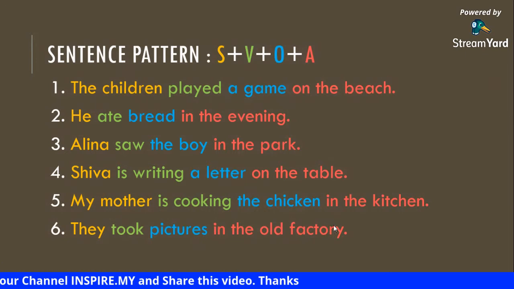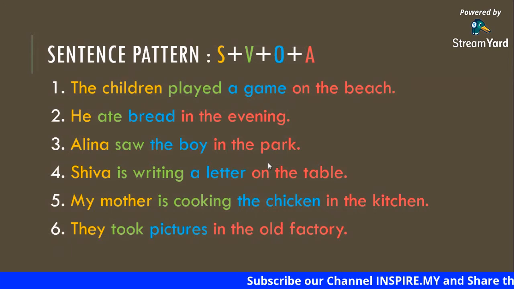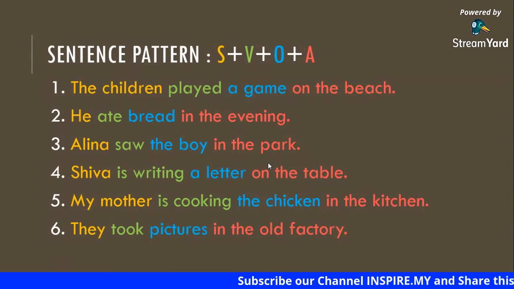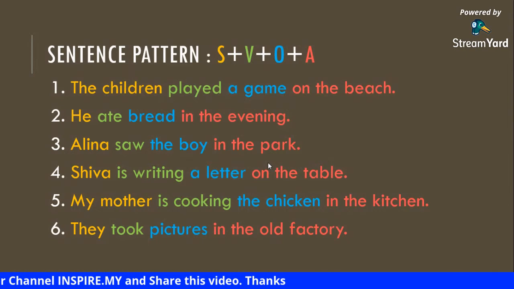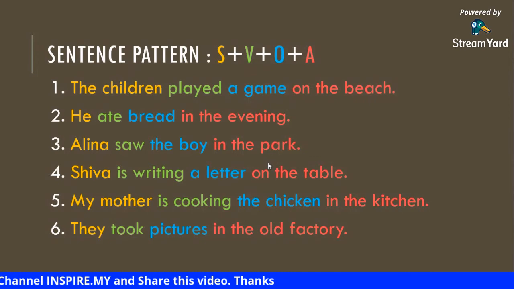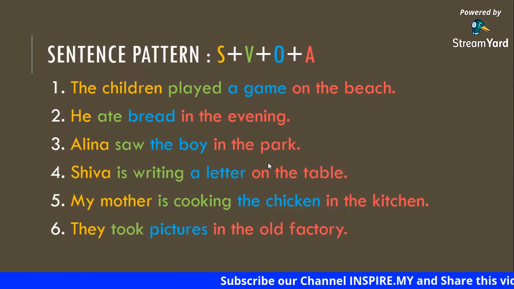So you should ask yourself questions such as where and when, so that you can add details to your sentences to make it much more interesting. I'm not saying it is wrong if you just write sentences that only have subject and verb and object, but when you have adverbials of time, place or manner, it makes your sentences that much more interesting. When it's interesting, people are more inclined, the markers are more inclined.